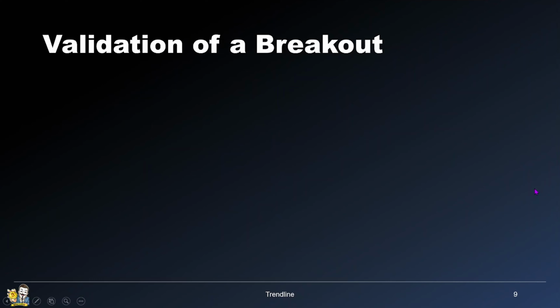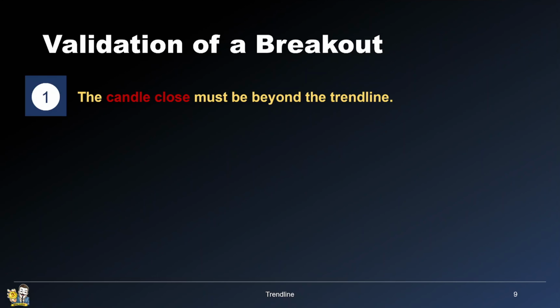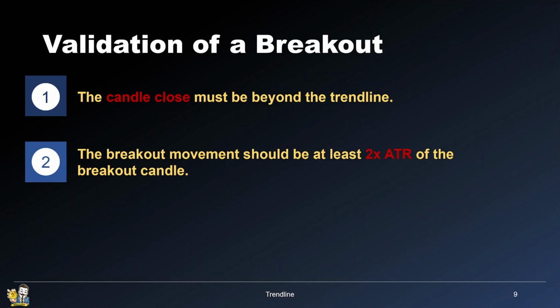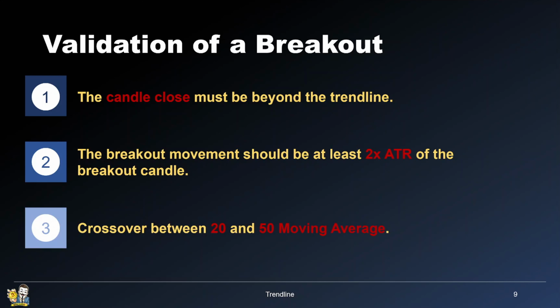So here, 3 important rules to validate a breakout. Number 1, the candle close must be beyond the trend line. Number 2, the breakout movement should be at least 2 times ATR of the breakout candle. ATR is an indicator of volatility. And number 3, a crossover must take place between 20 and 50 moving average to confirm the breakout.